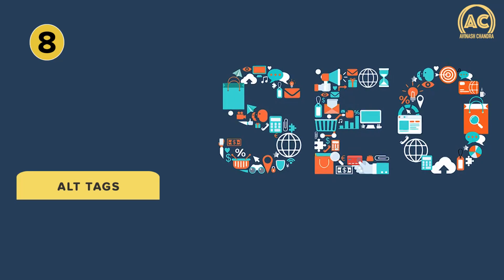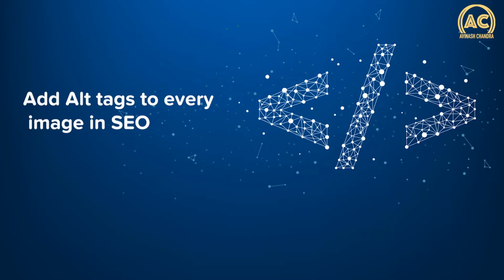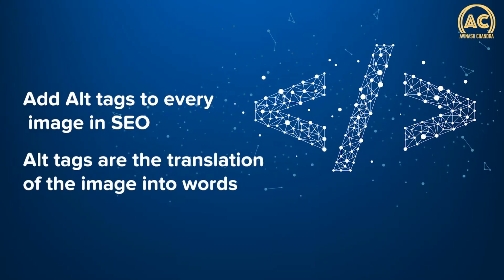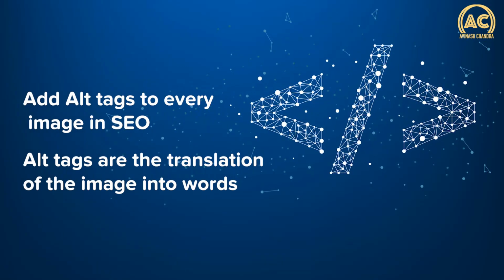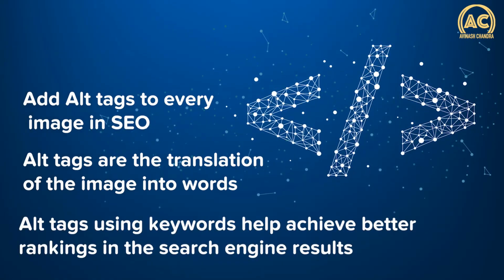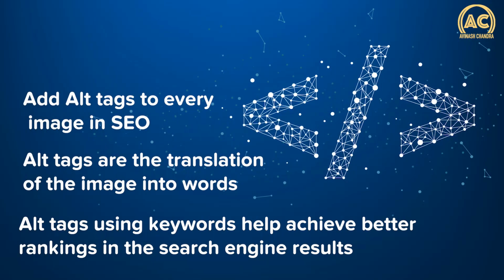Moving to the eighth tip, alt text. Add alt tags to every image for SEO. Alt tags are crucial in SEO. They are the translation of the image into words. Alt tags using keywords help achieve better ranking in the search engine results. It can benefit users, as well as search engines, know about the image, and it can show the right image to the user when they are searching for it. Alt text is always available as an option on any CMS platform you use. So whether it is WordPress or Magento or whatever, there will always be an opportunity to add alt text. So always add alt text to all your images.